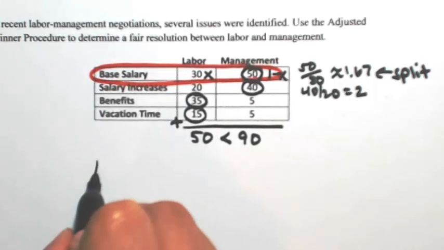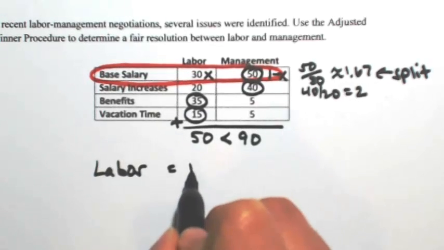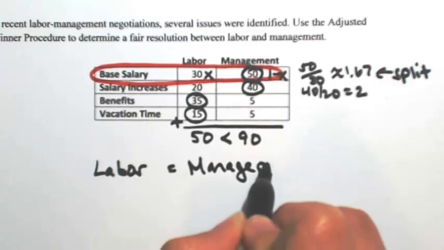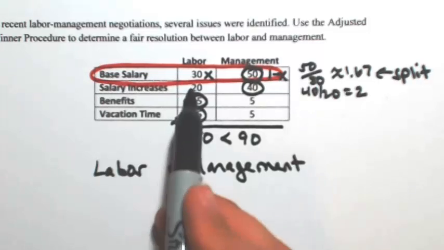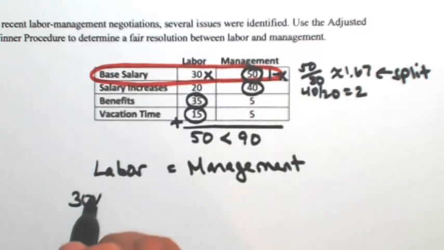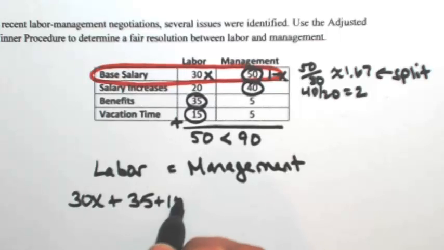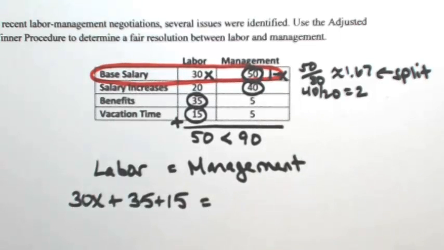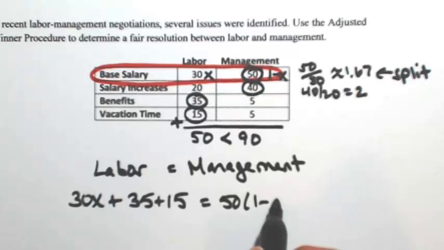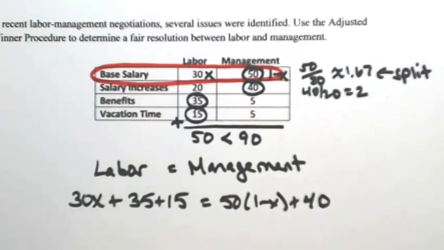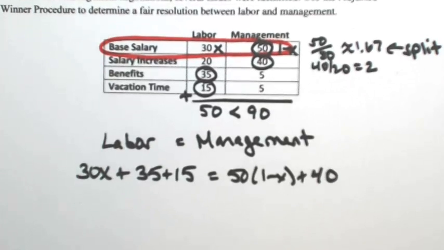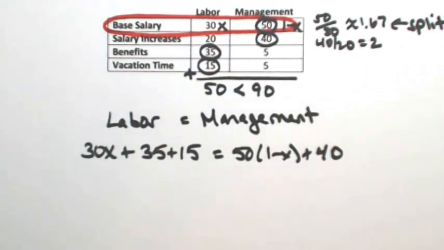Okay, so setting up the equation, we want labor to equal management. So going down the column, labor has 30 times x, the 35 and the 15. Management has 50 times 1 minus x, and the 40. Okay, so that's the hardest part of the problem, figuring out which item is going to get split up and then setting up the equation. So once you're here, now we're just going to solve it using algebraic techniques.